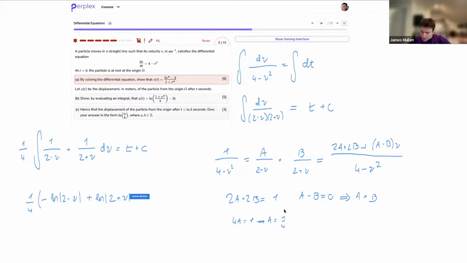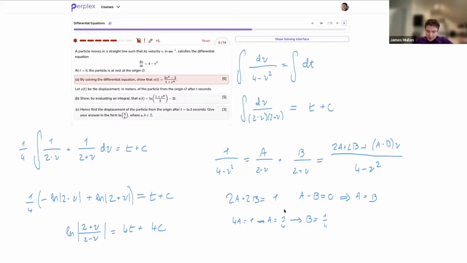And someone is asking, what is b? Well, b is the same as a, so that means that b is 1 over 4. I should have made that explicit, but I found that a was equal to b. Okay, so that's all equal to t plus c. Now I'm going to multiply both sides by 4, and I'm going to use the difference of log rules to say that I have now ln of 2 plus v over 2 minus v is equal to 4t plus c. I can write 4c, but it's a constant, so it doesn't really matter what it's being multiplied by. Okay, so that's already good progress.